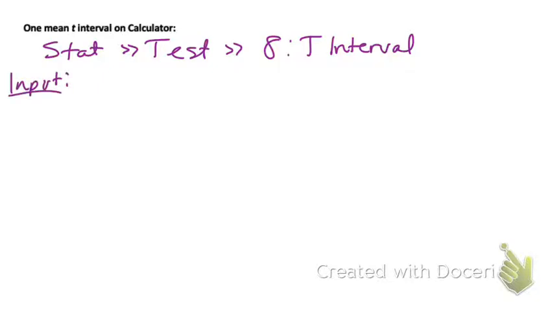It's asking you, first of all, what is your input? Like, what input are you going to give your calculator? It has 2 options listed for you. It says either data or stats. Depending on which one of these you choose, it's going to change what you have to put into the calculator. So I'm going to talk about data first of all.